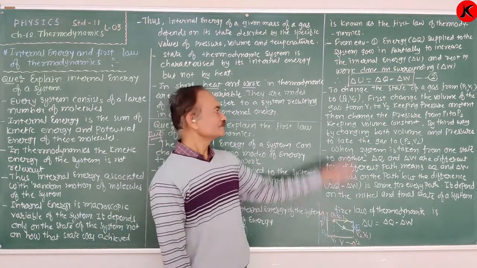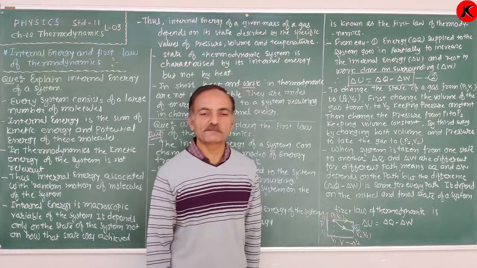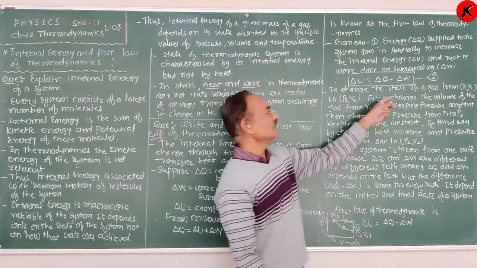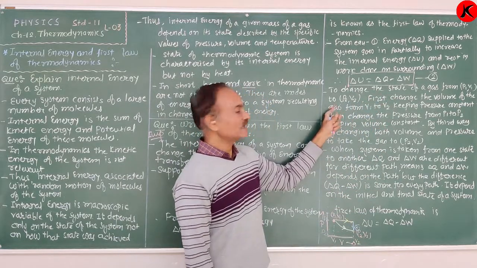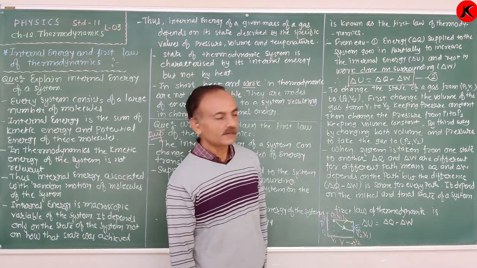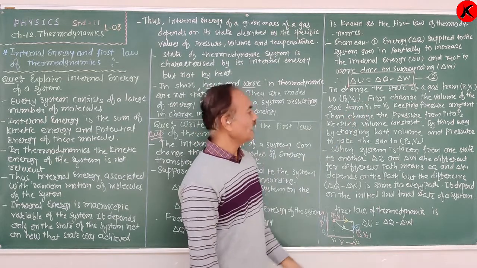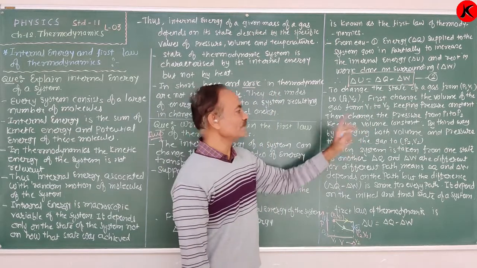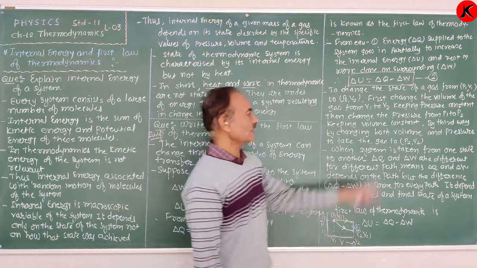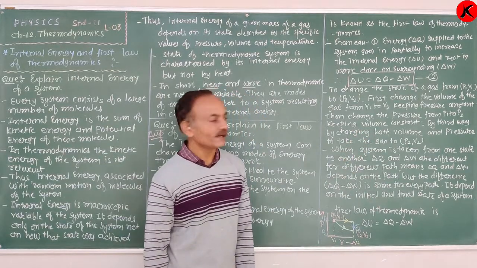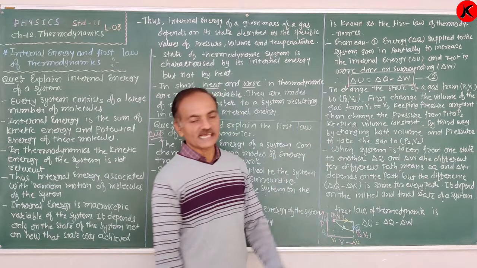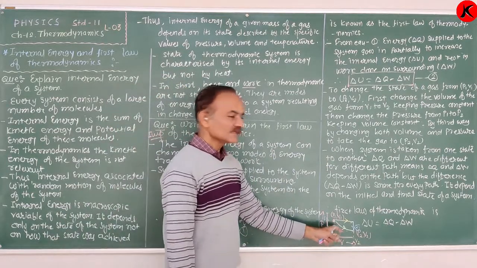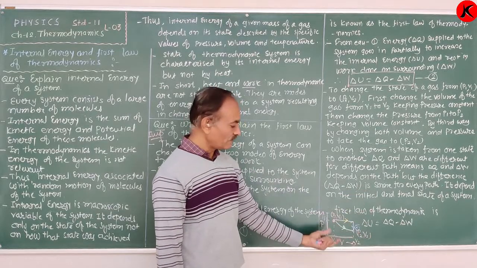Again, to change the state of a gas from P1 V1 to P2 V2, there are three different ways. The first way is to first change the volume of the system from V1 to V2, keeping the pressure constant, and then change the pressure from P1 to P2, keeping the volume constant. The third way is changing both volume and pressure to take the gas into the second state P2 V2.